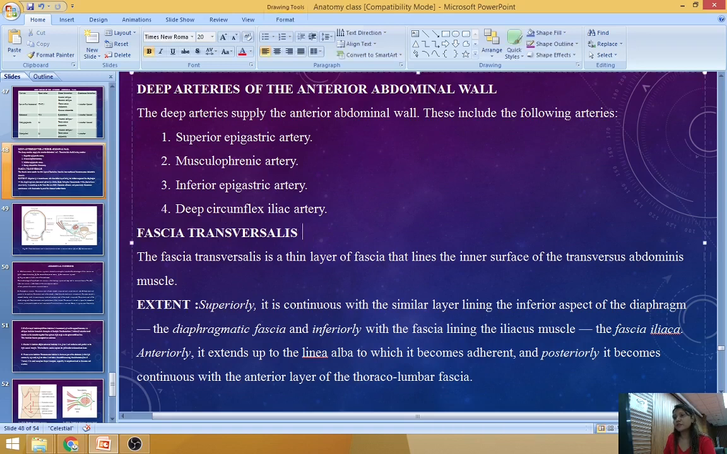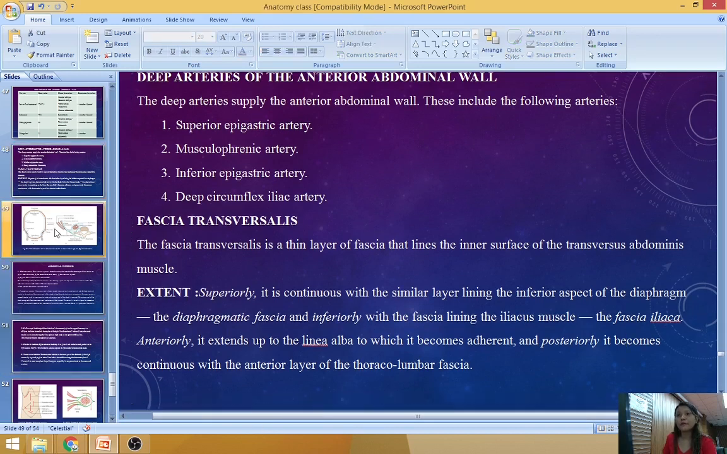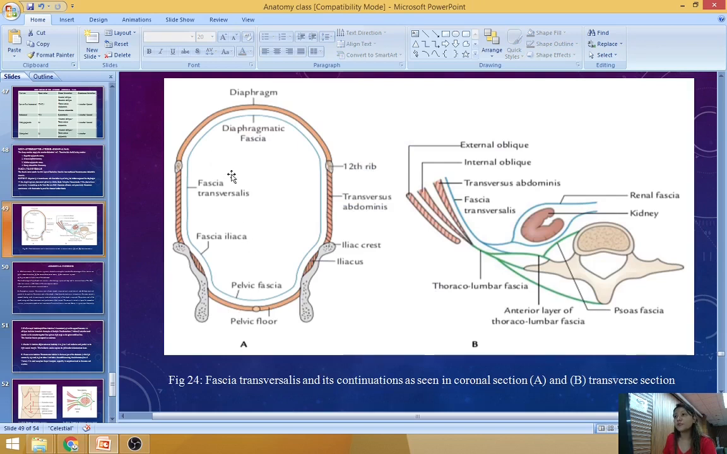Fascia transversalis is a thin fascia that lines the inner surface of transversus abdominis muscle. Superiorly it is continuous with the inferior aspect of the diaphragm, that is the diaphragmatic fascia, and inferiorly it is continuous with the fascia lining the iliacus muscle, that is fascia iliaca. Anteriorly it extends to linea alba and becomes adherent, and posteriorly it becomes continuous with the anterior layer of thoracolumbar fascia. So this is the fascia transversalis.